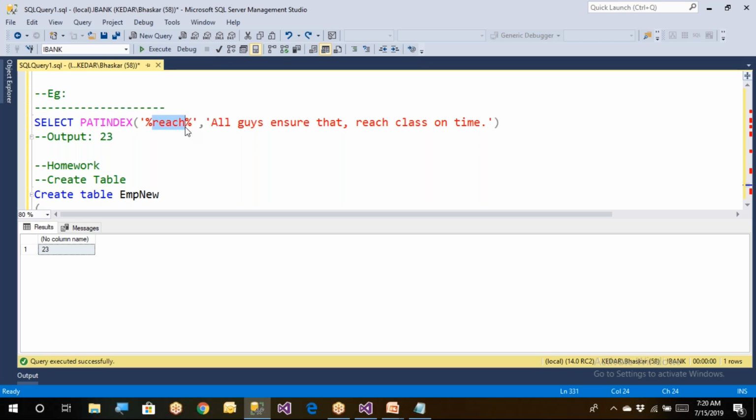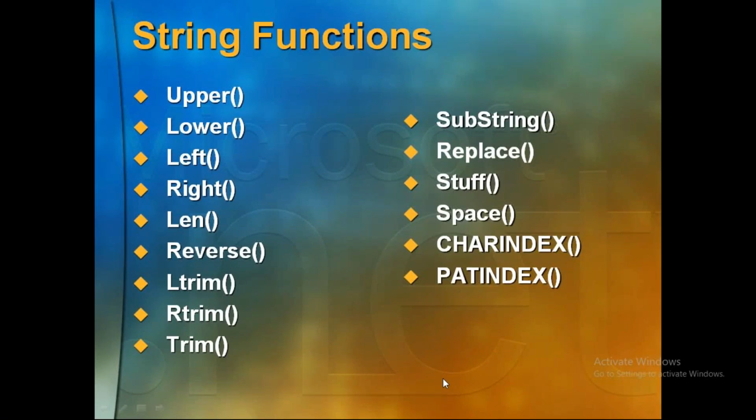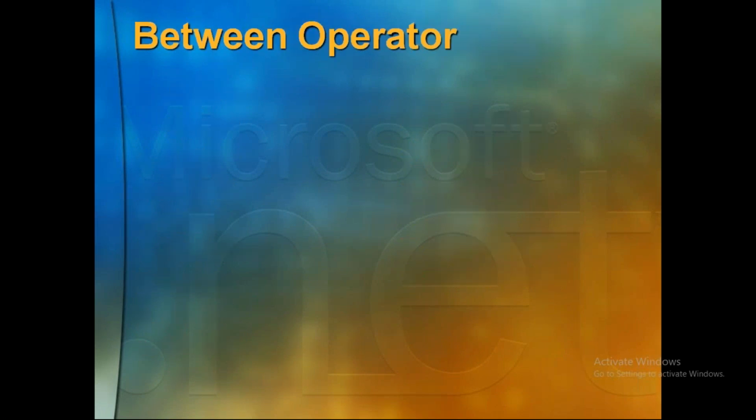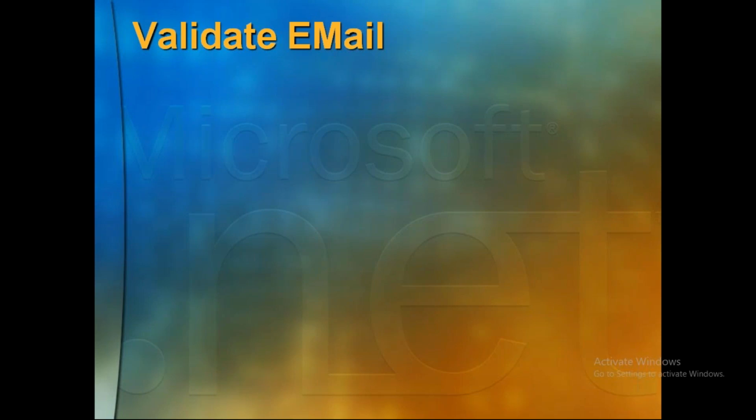So that is what pattern index does, but char index is going to give you only the given value in the given string. Otherwise, it will give you a zero. If reach is not available, you can get a zero here. That's it. If it is not available, you should get the zero. So that is the important thing, char index and pattern index. Am I clear? So if I want to validate something, you can do that.